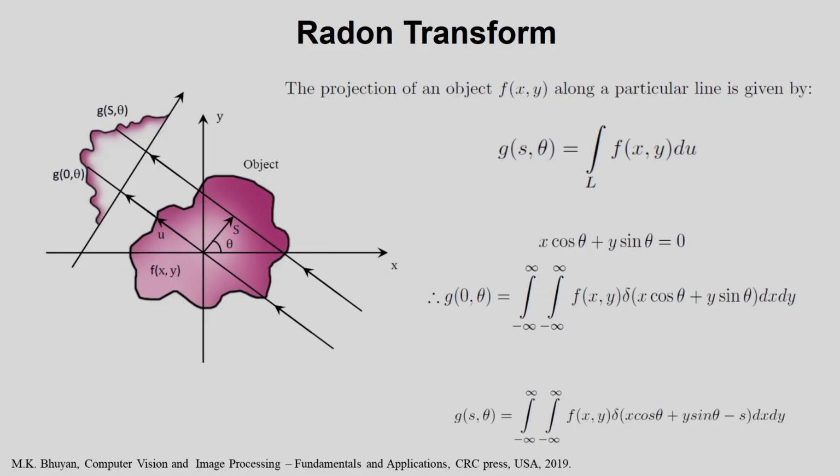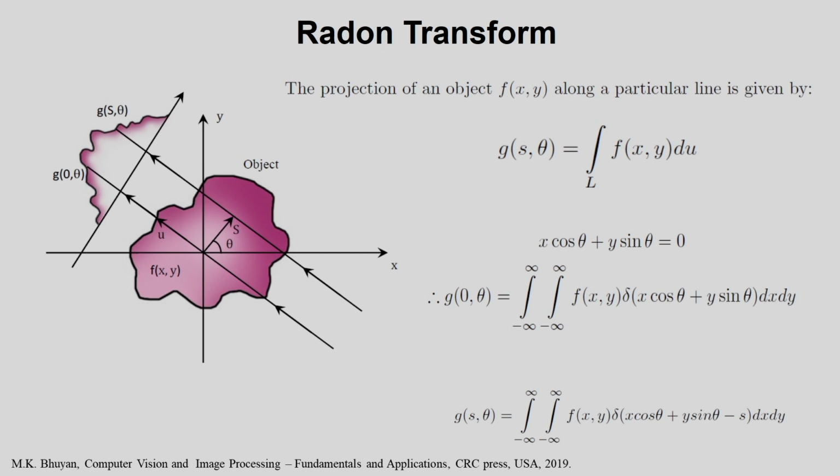The projection is determined like this: g(s, theta) I can determine from f(x,y). f(x,y) is the object. So in this class, I am going to continue with the Radon transform and also the inverse Radon transform. So what is the Radon transform? If you see the projection of f(x,y) along a particular line that we have defined, that is g(s, theta).